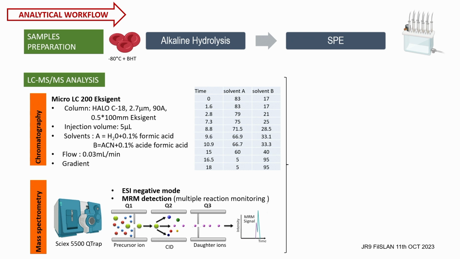You've got some information about the micro-LC chromatography. And here are the conditions of mass spectrometry. We work on a SCIEX QTRAP instrument. We work with electrospray ionization in negative mode, and we follow multiple reaction monitoring. That means that we're following the pair formed by the precursor ion and the daughter ion.